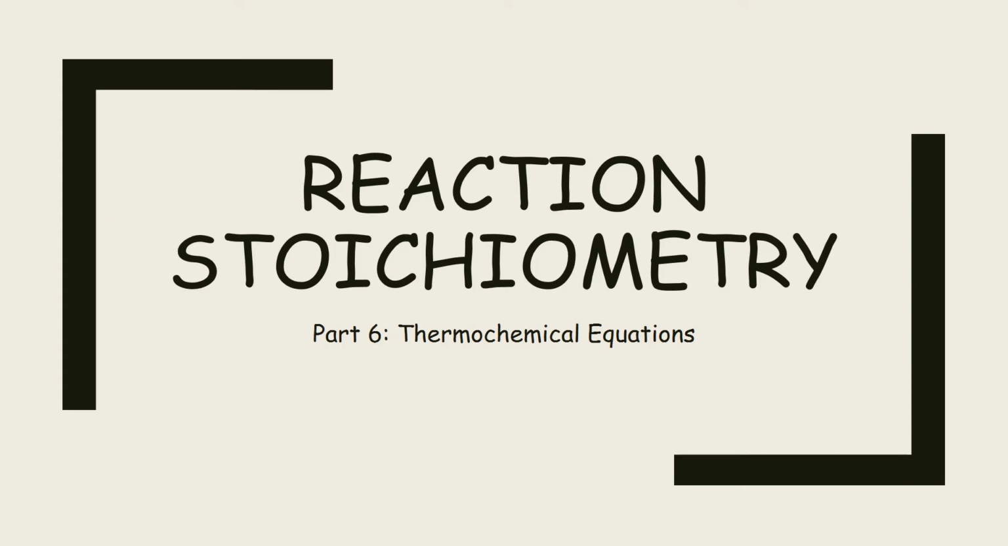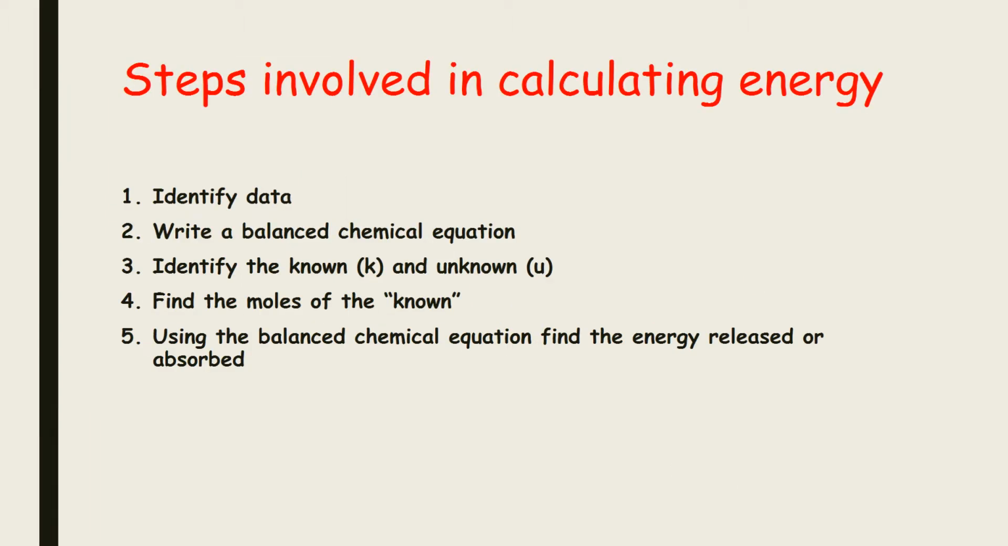In this set of reactions stoichiometry, we will be looking at how to calculate the amount of energy released or absorbed in a reaction. Now, like any calculation, there are a number of steps involved. The first one is we need to identify the data. We must have a balanced chemical equation with the amount of energy. So the energy may be of the form change of H, or it could be written into the equation.